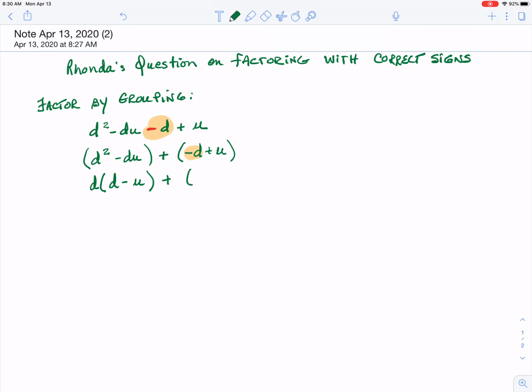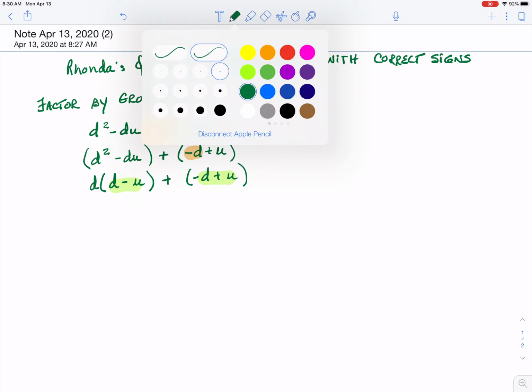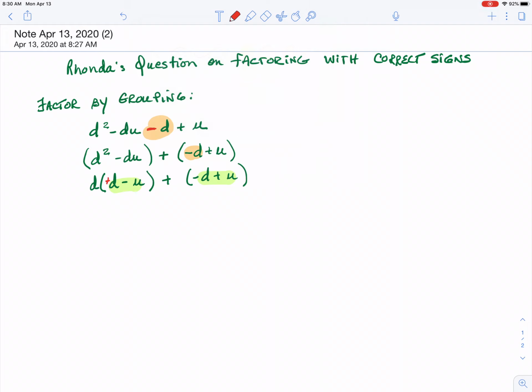But when I look at the second parentheses and compare that to the first parentheses, they don't quite match, and I want them to match exactly so that I can factor one more step. So the way I handle that, if you'll notice, what we have here is opposite signs. This is a positive D and a negative U, and this is a negative D and a positive U.